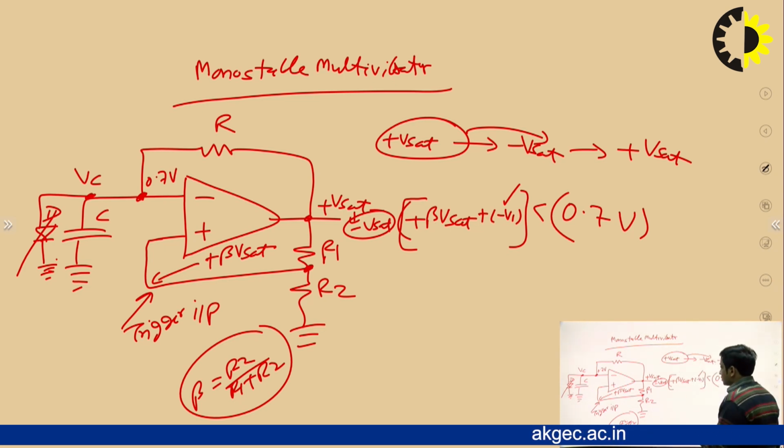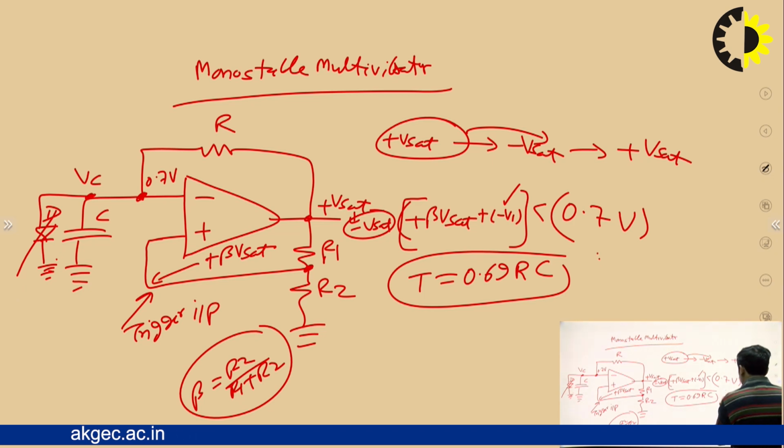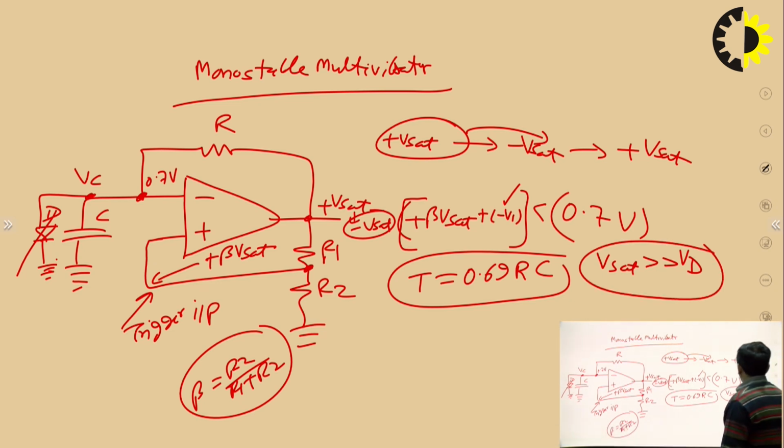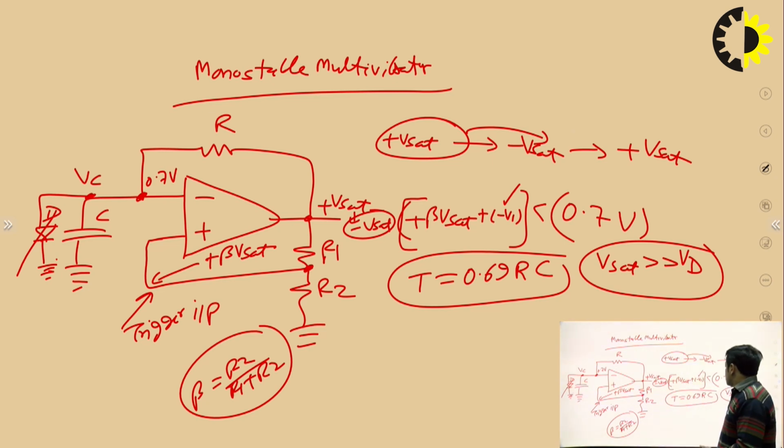When we do the derivation and calculate the time duration T, this T comes to 0.69 RC, where R and C are connected in the circuit. We get this equation when we assume that Vsat is very much greater than Vd, where Vd is the voltage drop across the diode, and Vsat is the saturated voltage, that is approximately equal to the supply voltage, but obviously it is less than the supply voltage, though it is higher. Fine. So when we consider Vsat very much greater than Vd, we get the time duration of the pulse equal to 0.69 RC. So this is about the monostable multivibrator.